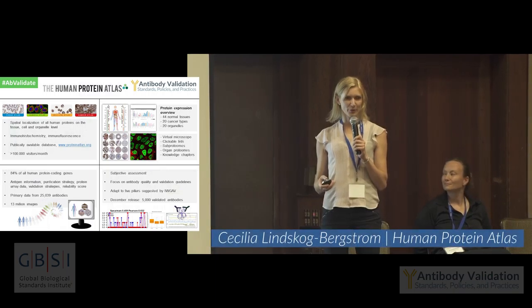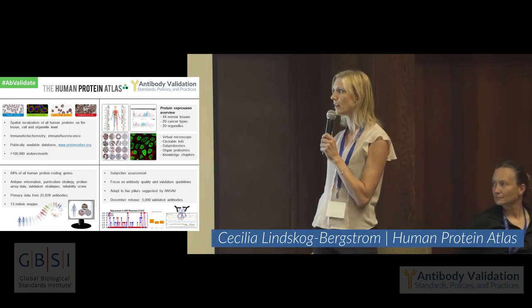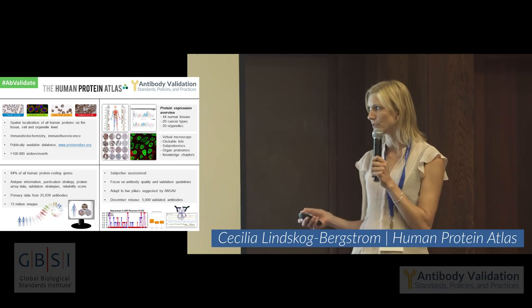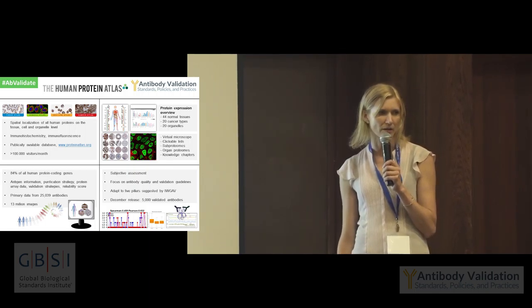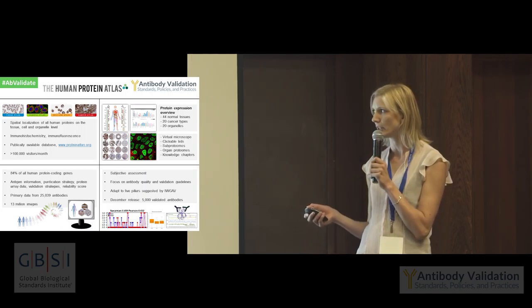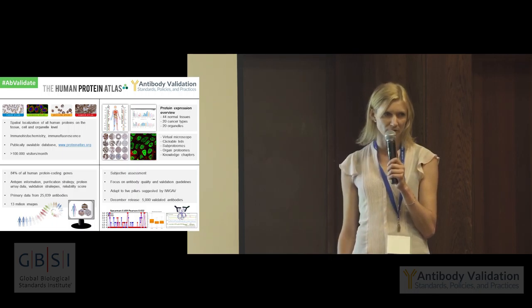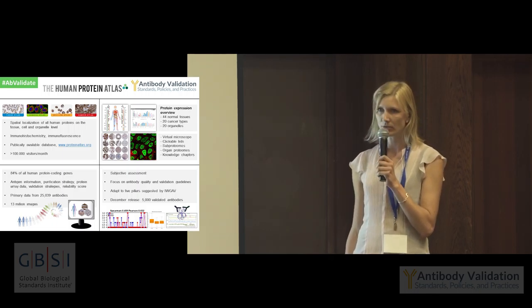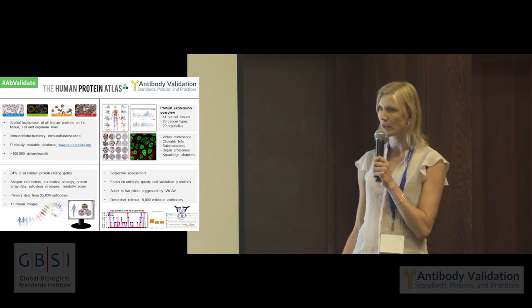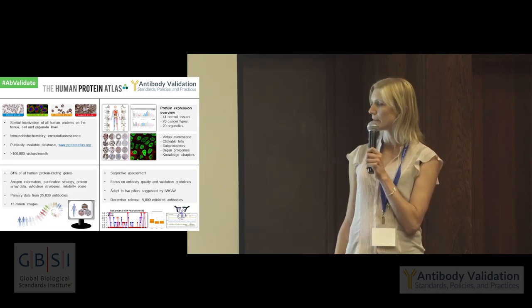Okay, so I'm going to talk about the Human Protein Atlas project, and the aim is to localize all the proteins on the tissue, cell, and organelle level. We do that with immunohistochemistry on tissues, and we use tissue microarrays and paraffin-embedded material. And then we also have immunofluorescence that we do on cell lines. We use polyclonal antibodies, and all the data is then publicly available on the website proteinatlas.org. It's being extensively used with more than 100,000 visitors per month.